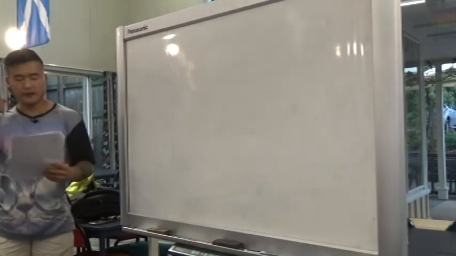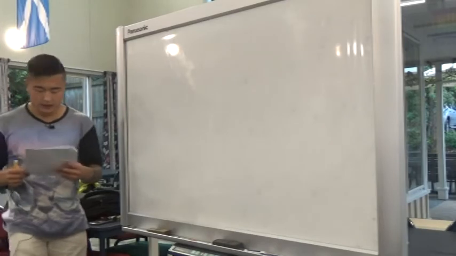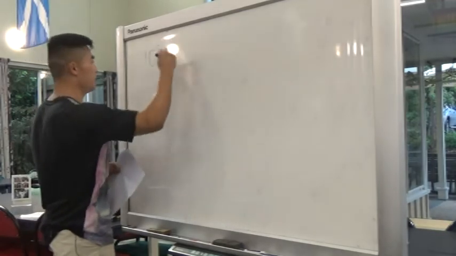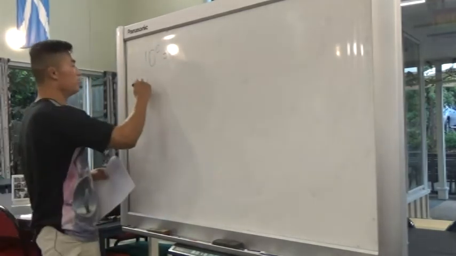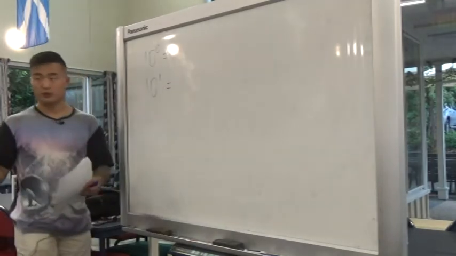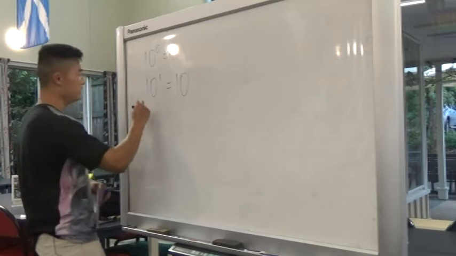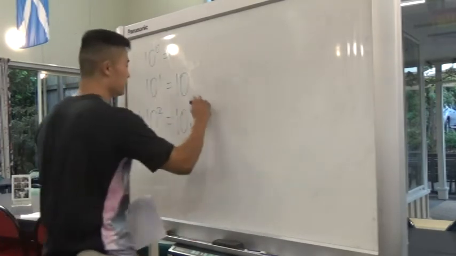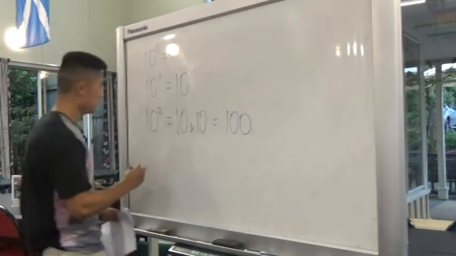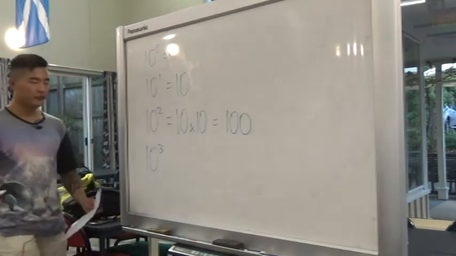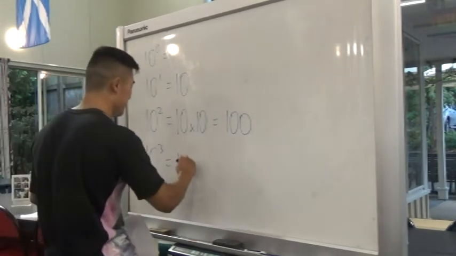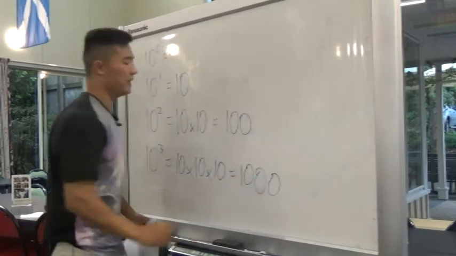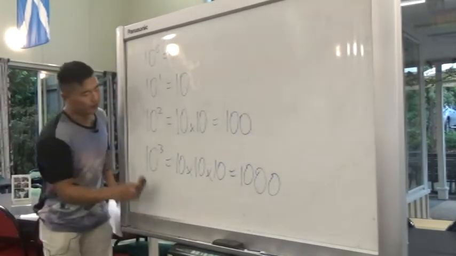I think we'll skip the 0.5s, so we'll go straight to number 12. So 10 to the power of 0. Yeah, so anything to the power of 0 is 1. 10 to the power of 1 is equal to 10. 10 to the power of 2, or 10 squared, is 10 times 10, which equals 100. 10 cubed, or 10 to the power of 3, is 10 times 10 times 10, which equals 1,000. Okay, so that's pretty simple.